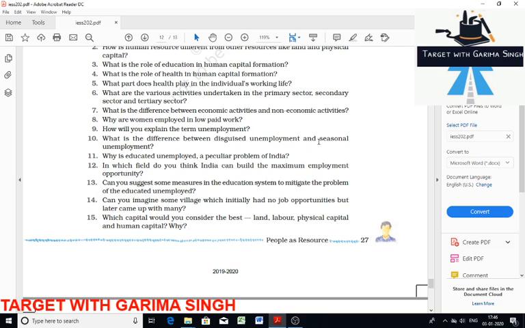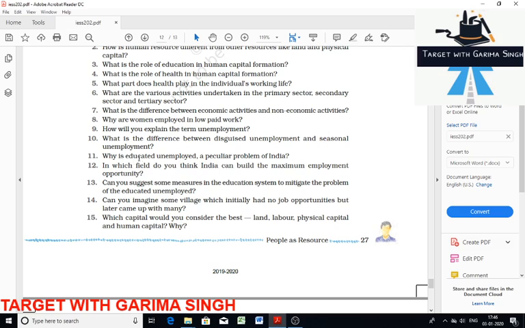Then we will discuss seasonal unemployment. So, seasonal unemployment occurs when people are able to find a job only during some months of the year. For example, agriculture labor find work only during the busy season, that is sowing, harvesting, weeding, and threshing. This is because of the seasonal character of agriculture in India.